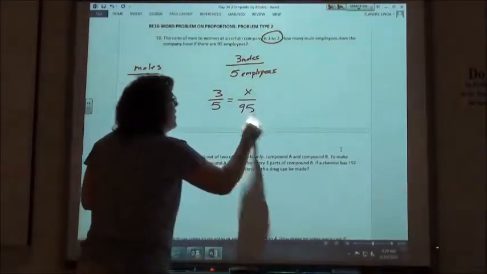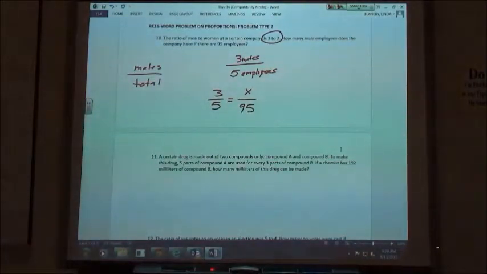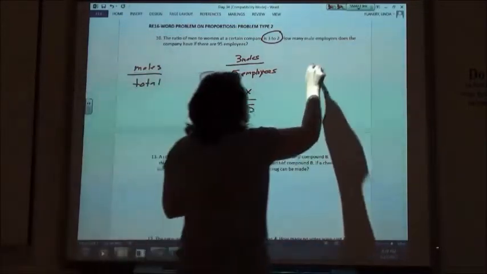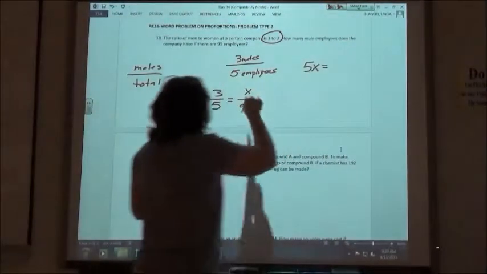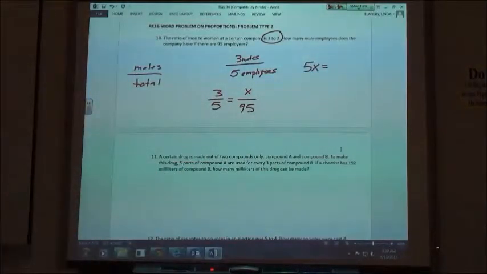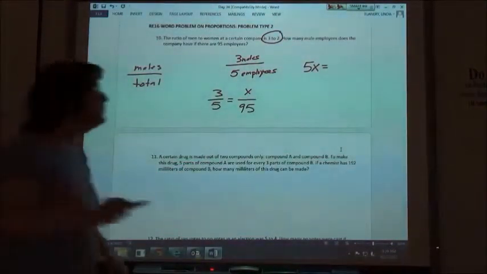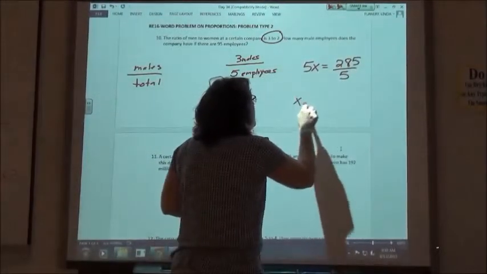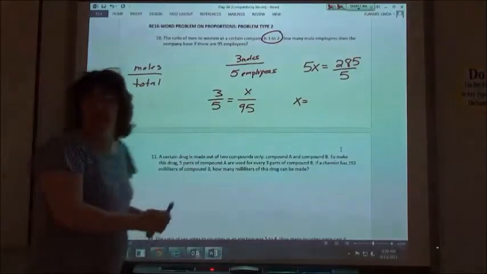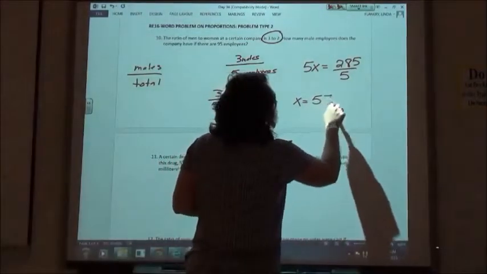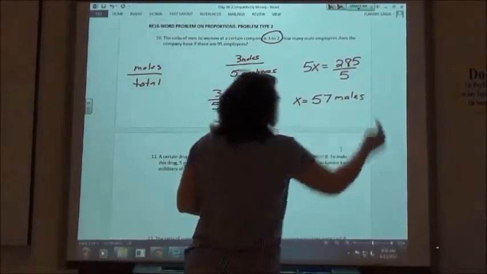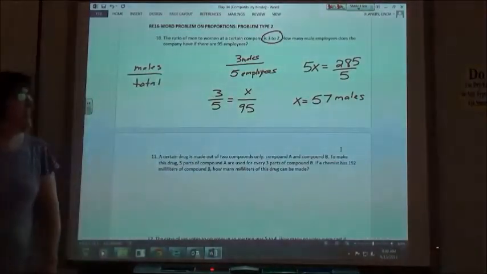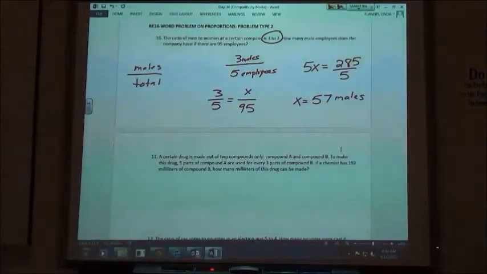X over 95. So 3 over 5 would equal X over 95 for the proportion I would want to solve. So 5X would equal 3 times 95, which is 285, and then I divide by 5. 57. So 57 males. So we'd have 57 men out of the 95 total employees.